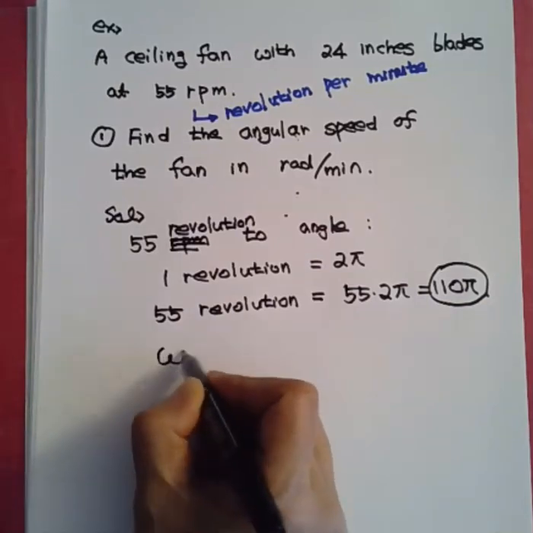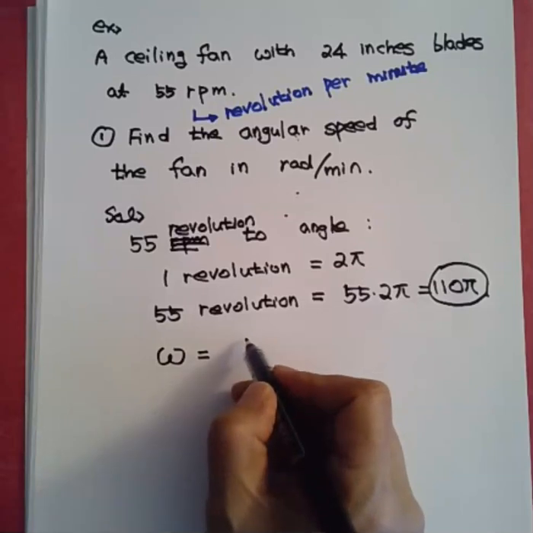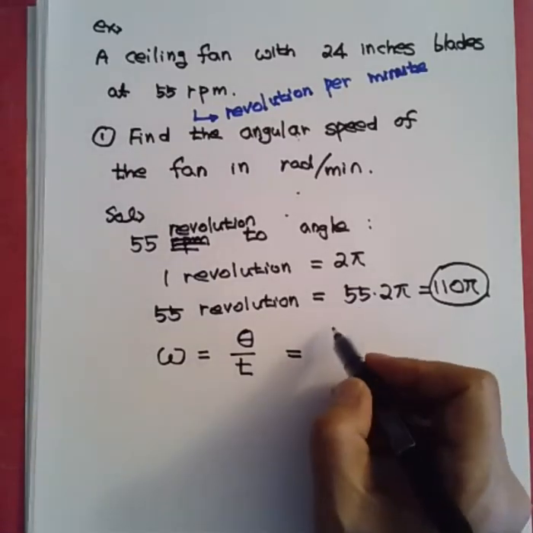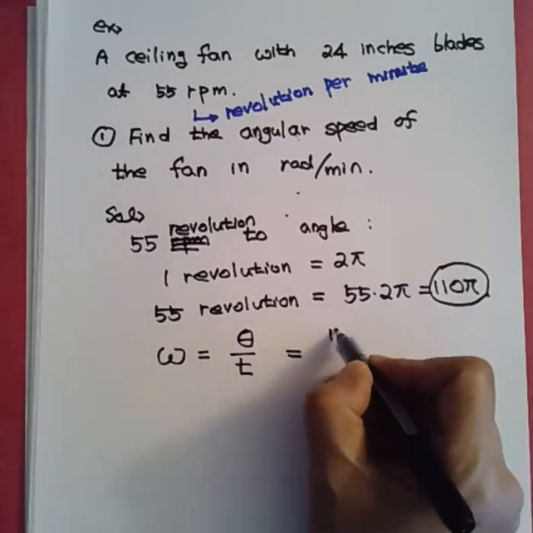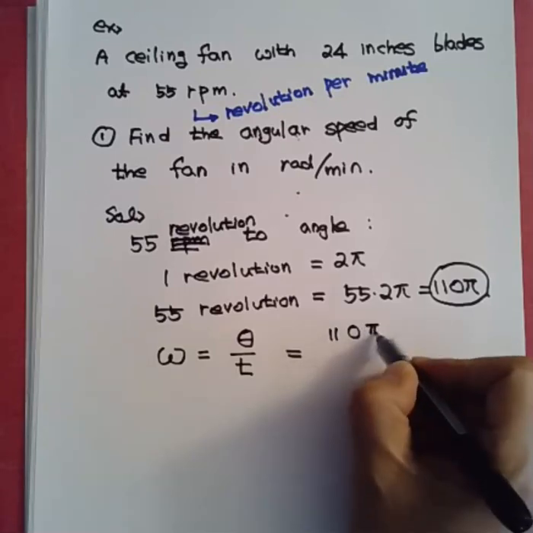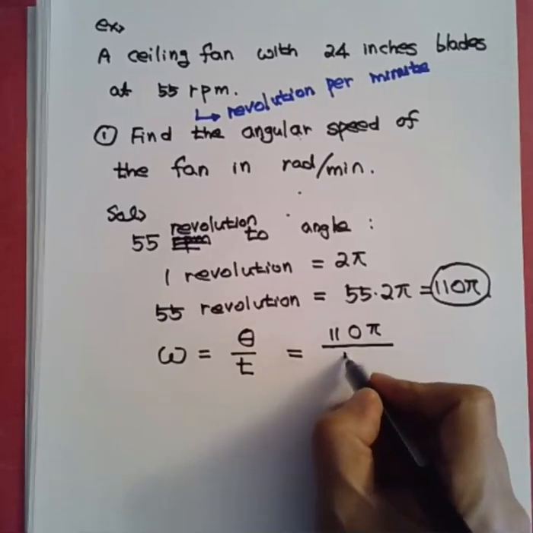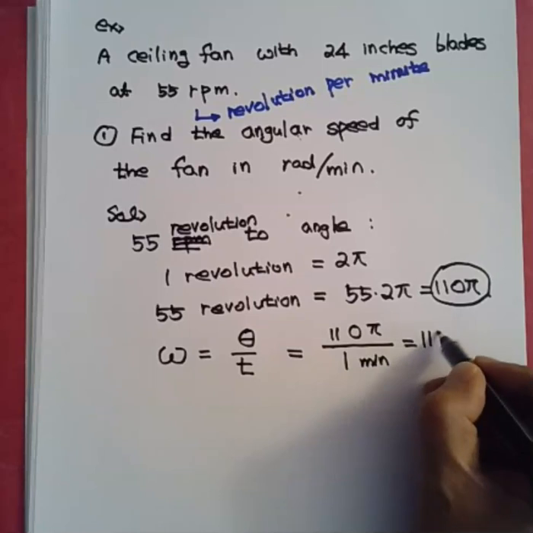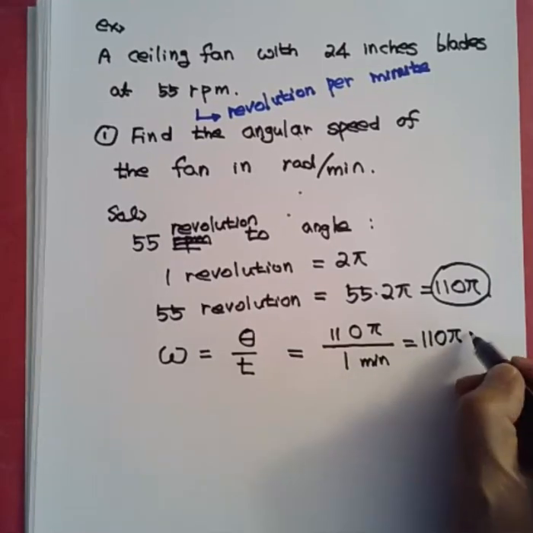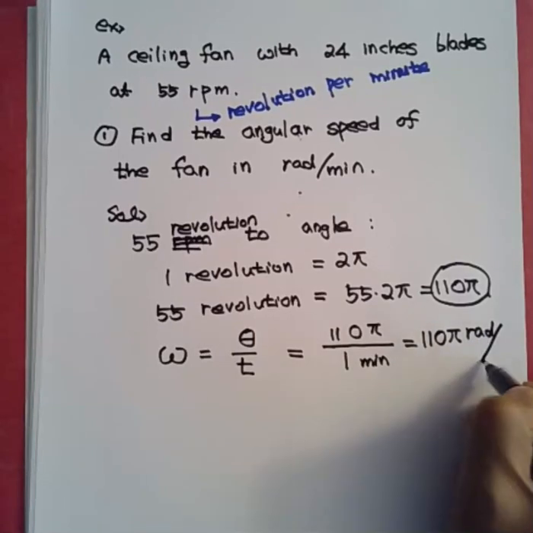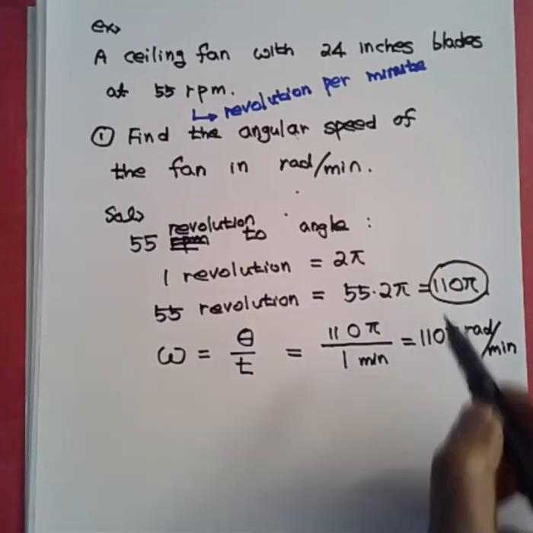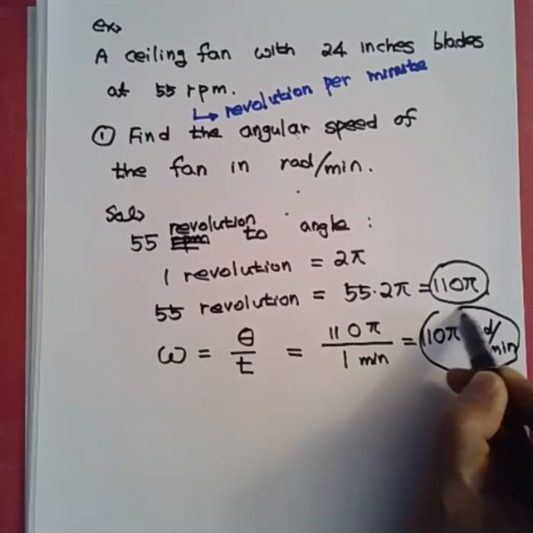Now we use the angular speed omega. Omega is theta over t. Theta is 55 revolutions, which could be converted to 110 pi, divided by the unit period of time, minutes, so 1 minute. So that is 110 pi radian per minute. 1 minute doesn't have to be denoted, so that's embedded in the unit, radian per minute. 110 pi radian per minute is the final answer.